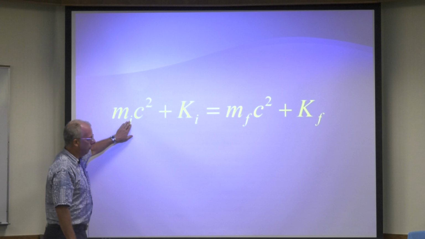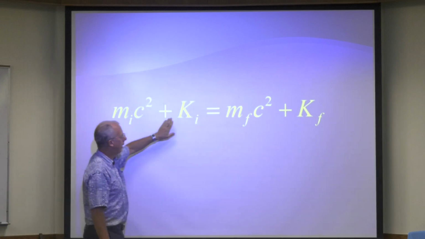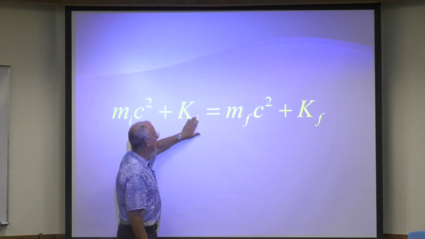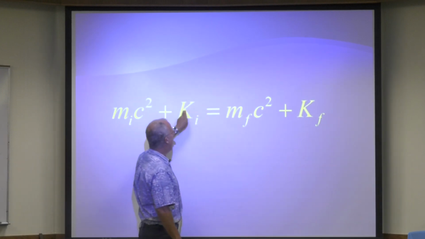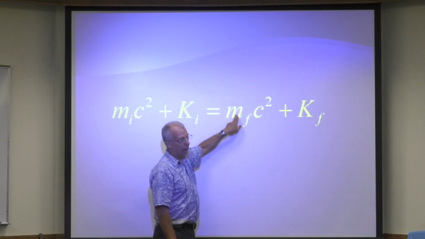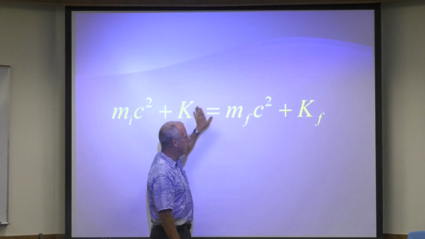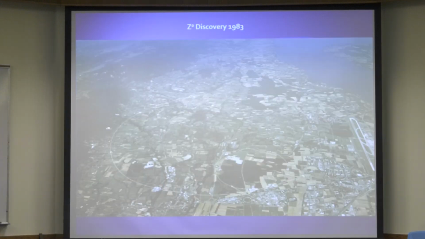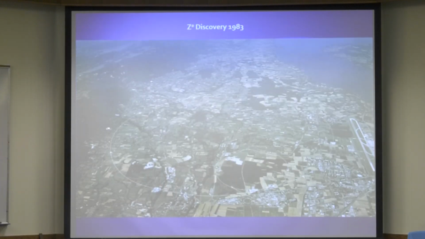there's the mass of the proton and the antiproton, and there's the kinetic energy of the proton and antiproton. So some of this kinetic energy became the mass of the top and the antitop. So energy became mass. That's kind of cool, right? That's what Einstein predicted.